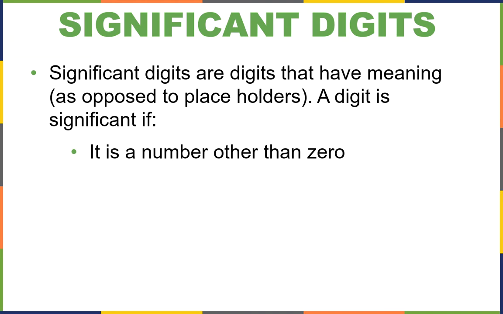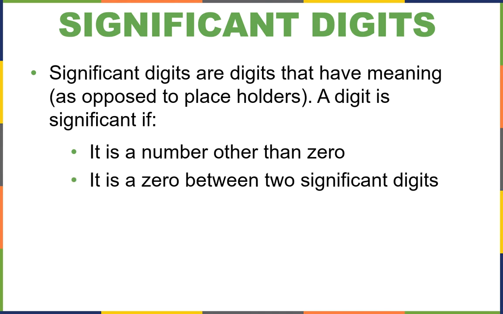Okay, so significant digits specifically. We use significant digits to track how precise our numbers are, how many decimal places we should have in them. So digits are significant if, number one, it's a digit that's not a 0, it's always significant. Number 2, if it's a 0 between 2 significant digits. So for instance, 1.01, that 0 is between 2 significant digits. That makes it also significant.